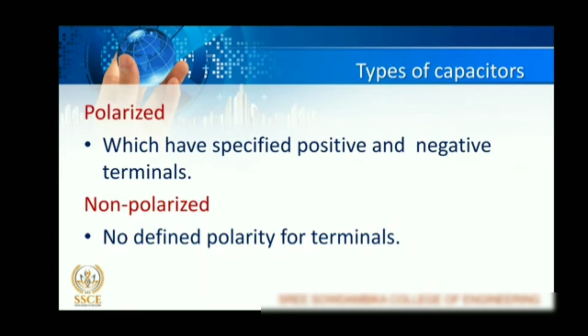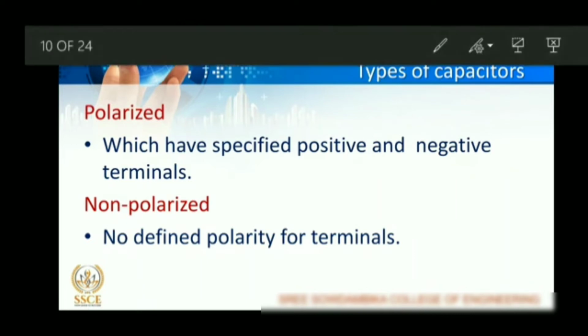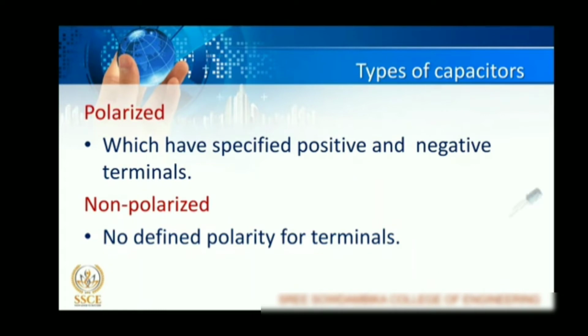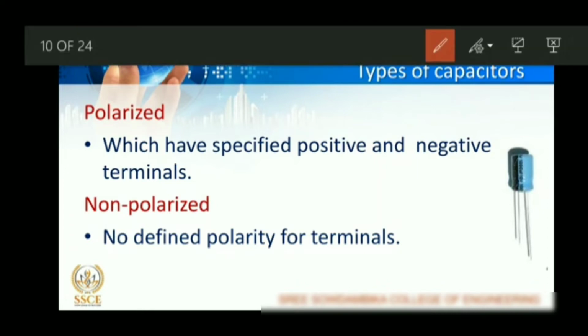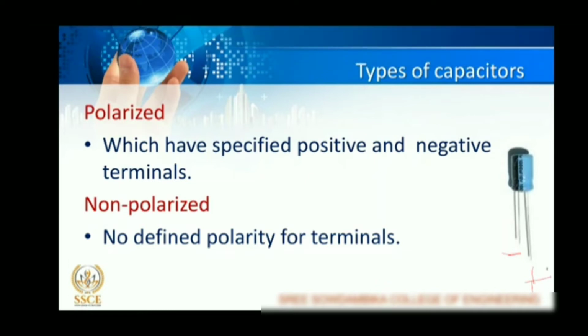We know that a capacitor contains two terminals. If it is a polarized capacitor, this is the diagram for a polarized capacitor. It contains two leads. One lead is long and the other lead is very, very short. In a polarized capacitor, the long terminal is connected with the positive terminal of the battery and the short terminal is connected with the negative terminal of the battery. Then only the capacitor will work, otherwise it will not work.